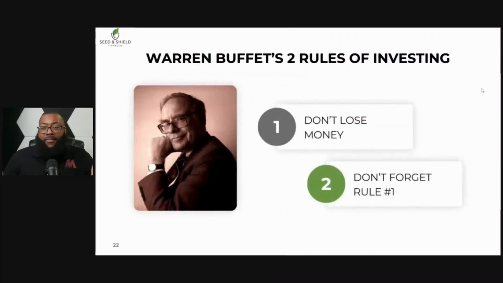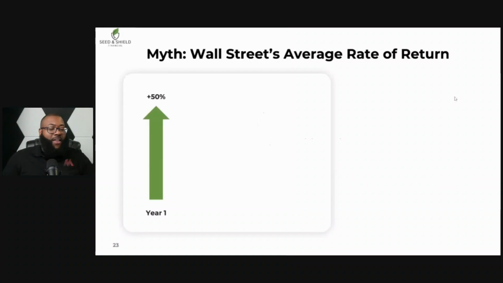So Warren Buffett is my guy. Someone whose books I've read a lot of. I admire his investment strategy, his approach. And he has two rules. The first rule is don't lose money. And the second rule is don't forget rule number one. So, you can't lose money.